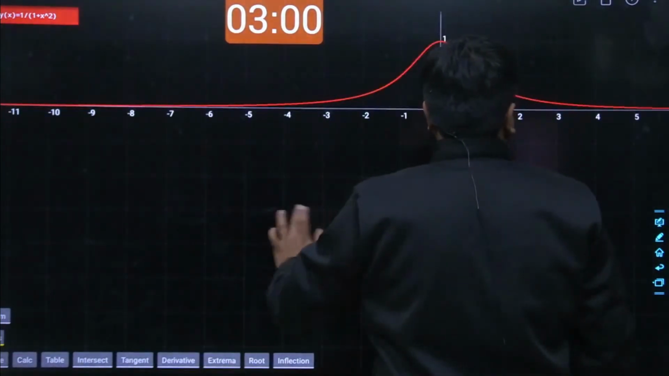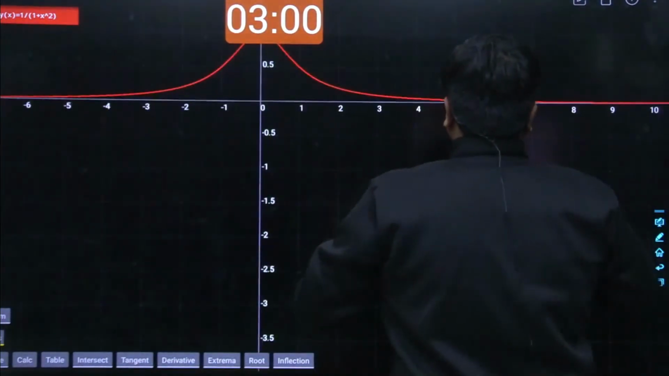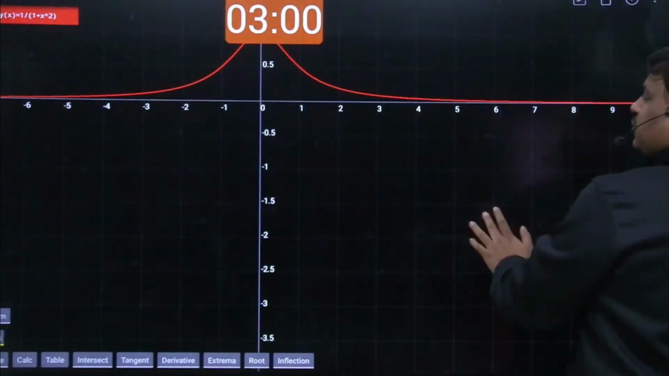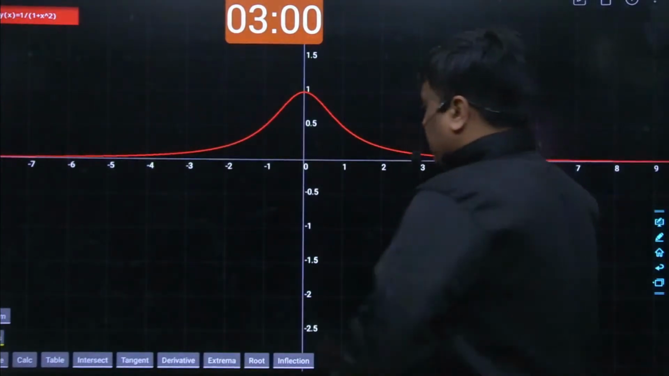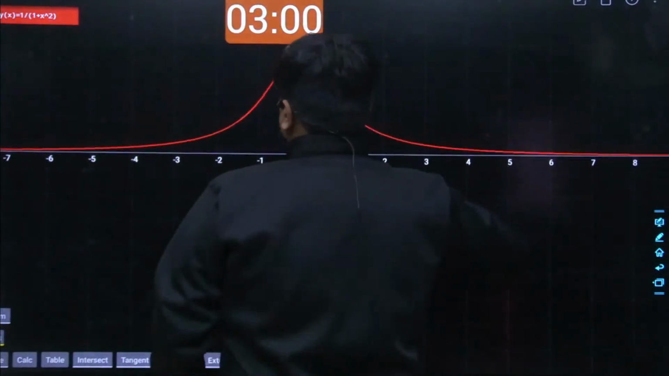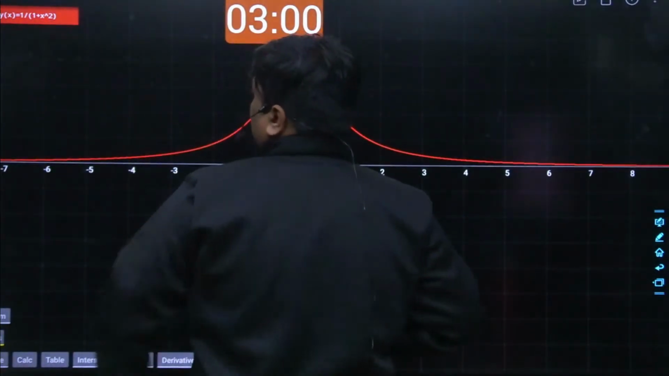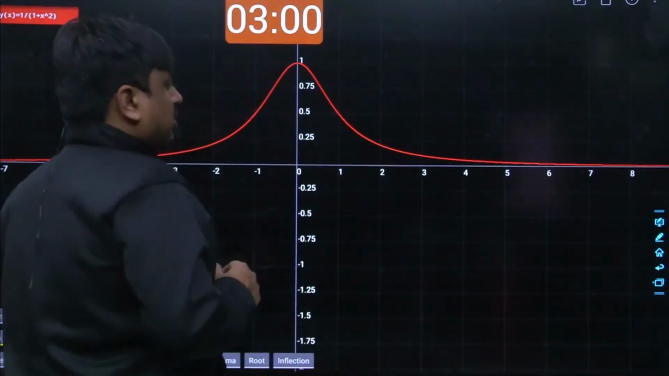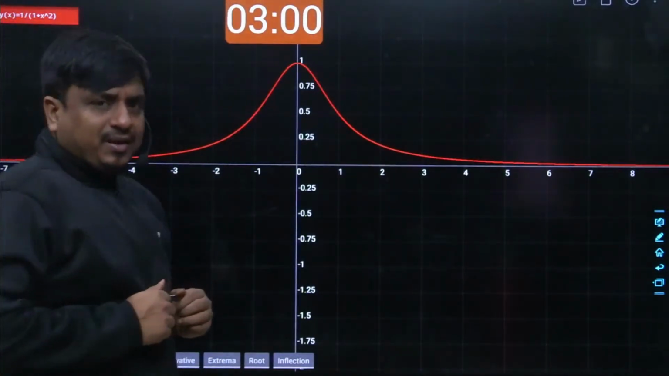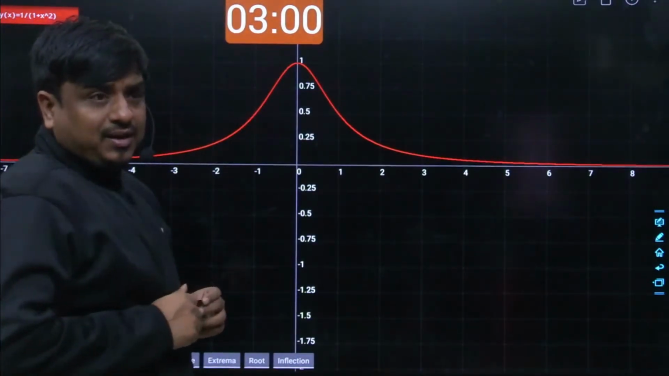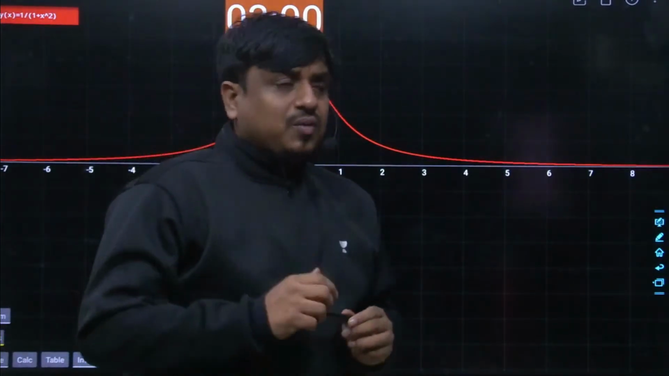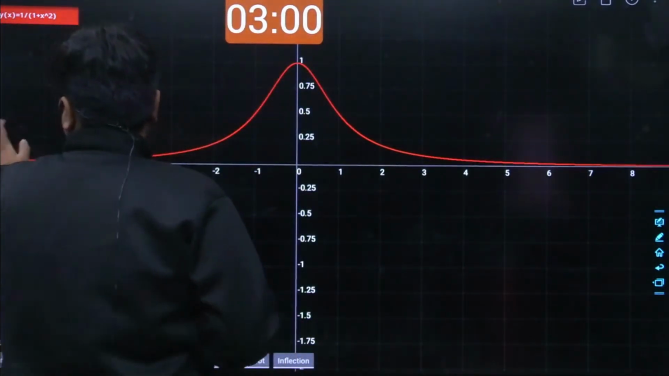And similarly, once you go towards a very large value of x, even after 8, the area is almost null. So virtually speaking, if you talk about the area considered by this function, 1 divided by 1 plus x square, will it be finite or infinite? Obviously, sir, it is going to be finite, and hence it will converge to a finite value. So let me focus on this problem.